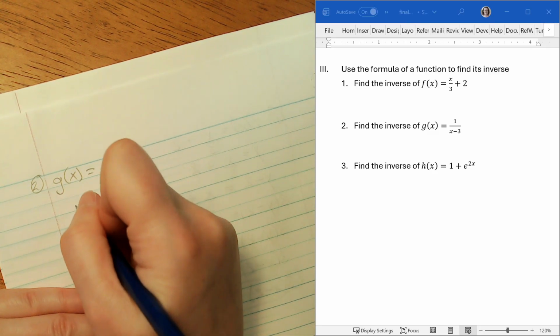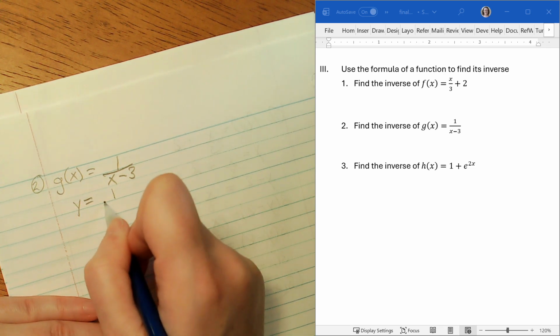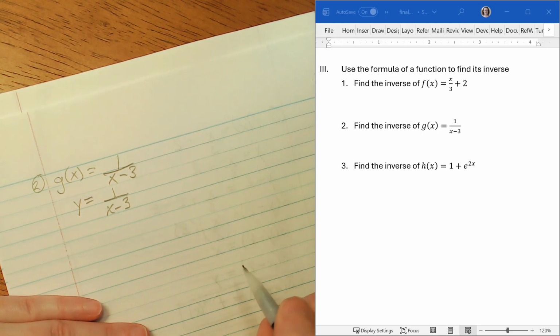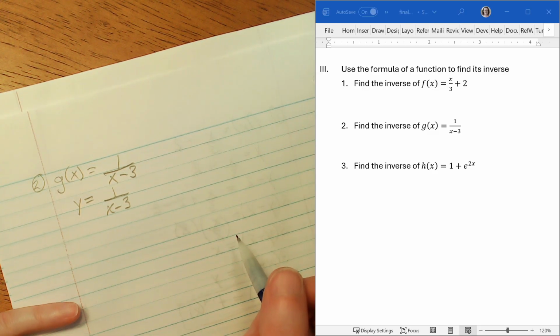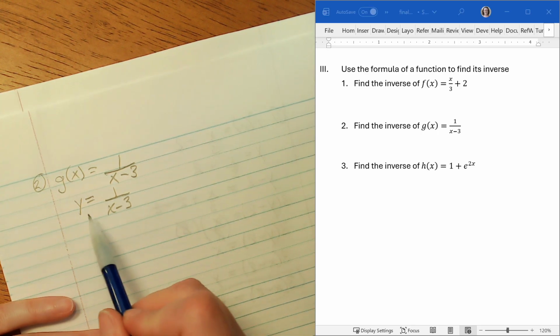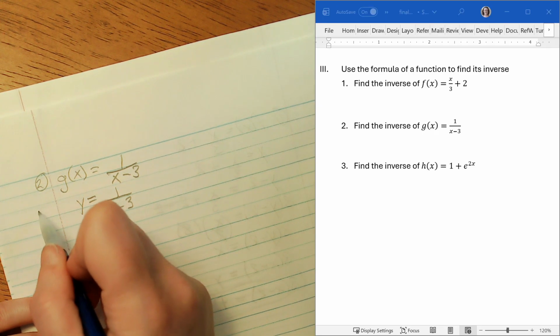So I'm going to first replace g of x with the letter y. So this is y equals 1 over x minus 3. And now I'll try to solve for x. In solving any equation, I have to deal with getting rid of the fractions. So when it's just like this, y equals a fraction, I'll multiply both sides by the denominator of the fraction so as to cancel it out.